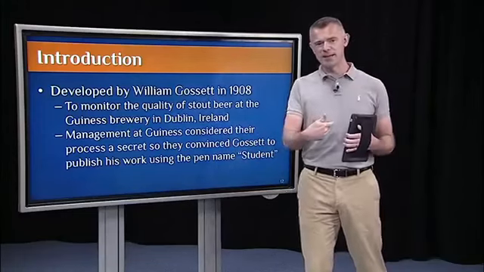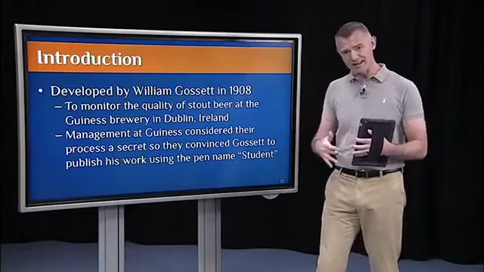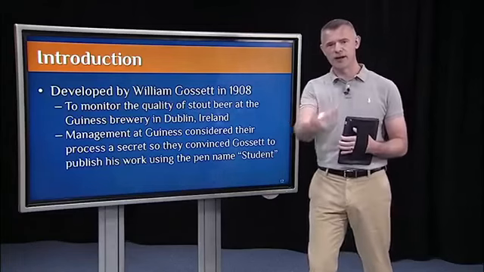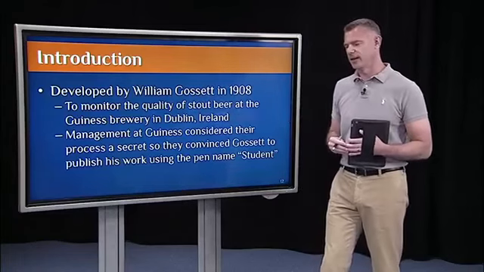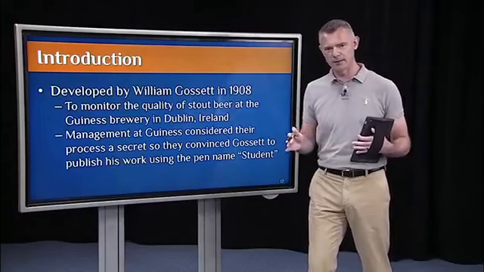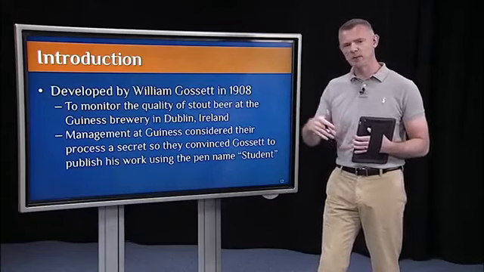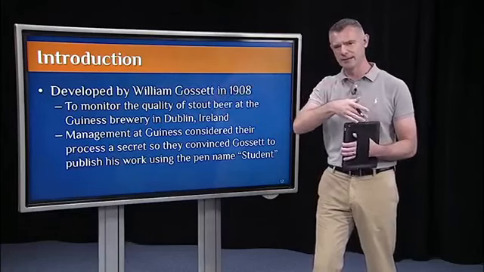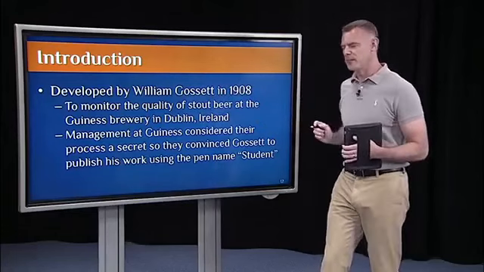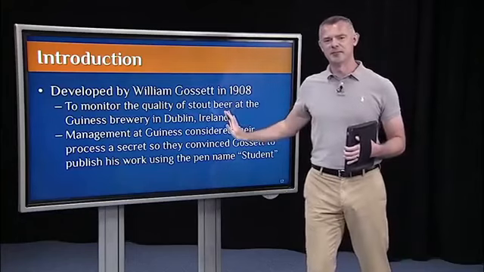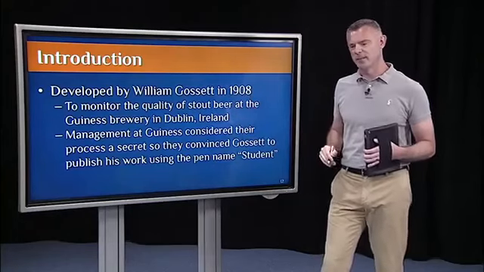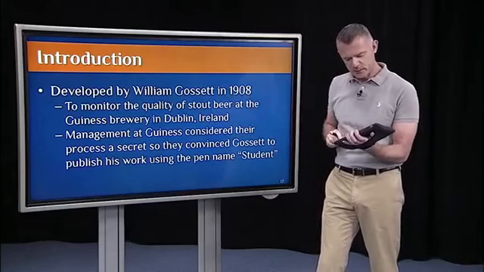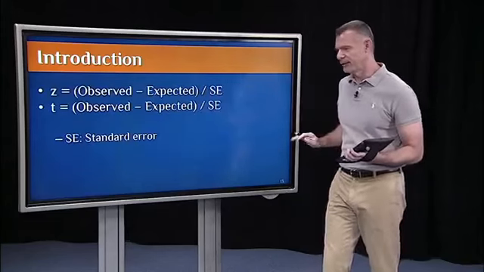But the management at Guinness were so protective of their brand that they did not want William Gosset to share his procedures with anyone else. So they didn't even want him to publish this in an academic journal. Who reads academic journals and reads Guinness? More people than you'd think. So they convinced him to publish under the name Student. So that's why it's called Student's t-test. Okay, back to the actual lecture.